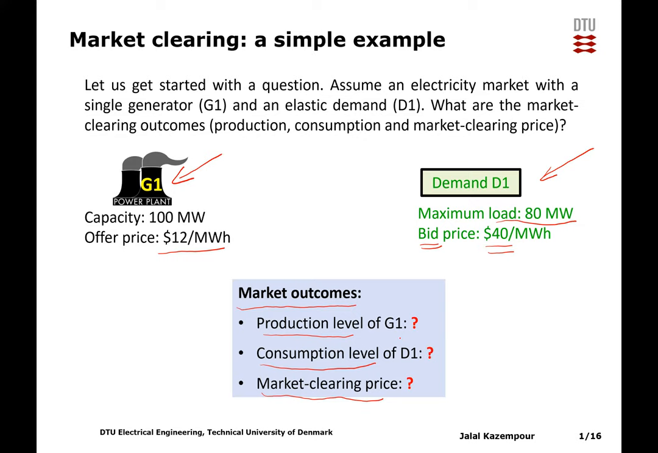Okay, I have a lot of 80. Yes, it will be 80. That's correct. Good. And similarly, the consumption level of demand will be 80. Good. So what about the price? What do you think about the price? If we go for uniform pricing, not other types of pricing schemes, uniform pricing means that we have a single price for the whole system, assuming that there is no network, and there are no power losses. Let's say it's a DC power flow.